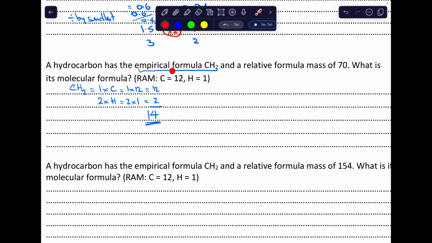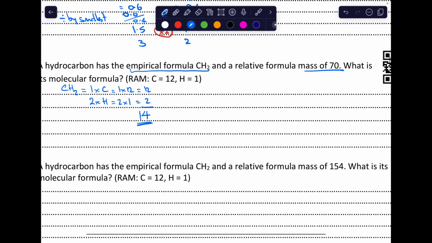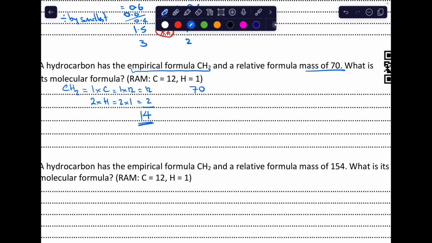So this formula, the empirical formula, has 14. The empirical formula is the simplest ratio for a formula, and the question then goes on to say that the actual whole molecule has a mass of 70. So what I need to do is divide this out. If the whole molecule is 70, but this part that we're looking at is only mass of 14, if I do 70 divided by 14, that's going to give me an answer of 5. So what I need to do is multiply by this factor. So this has got to be 5 times bigger. So let's just do that now.